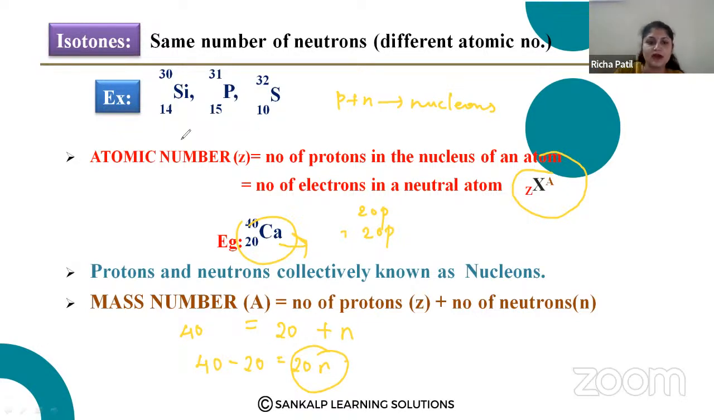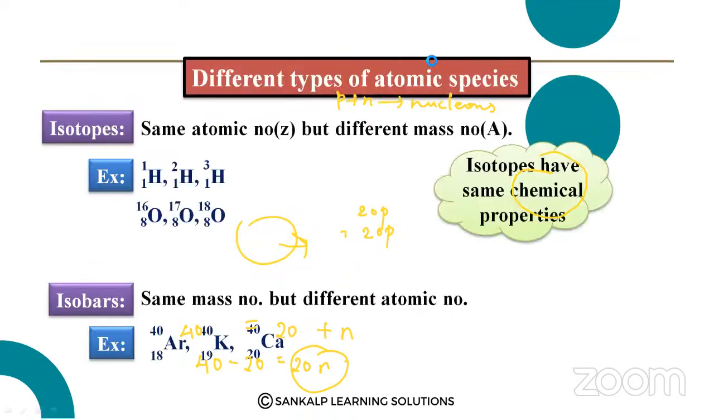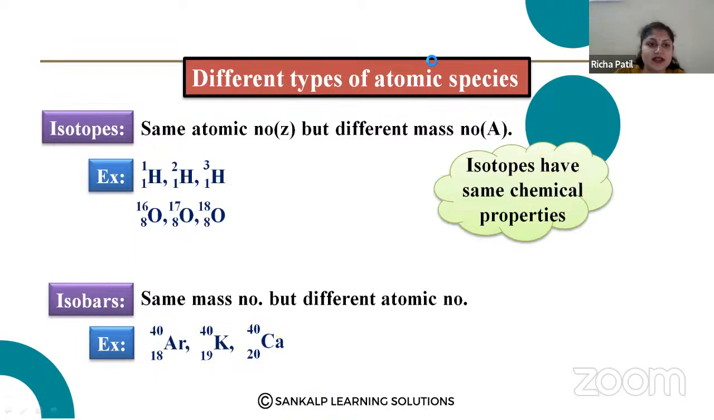Now we'll see some different types of atomic species. So isotopes. What are isotopes? Isotopes have the same atomic number and different mass number, so their mass is different, but they have the same chemical properties. For example, these are the isotopes of hydrogen. You can see the atomic number is 1, right? They have the same atomic number, and the mass numbers vary: 1, 2, and 3.